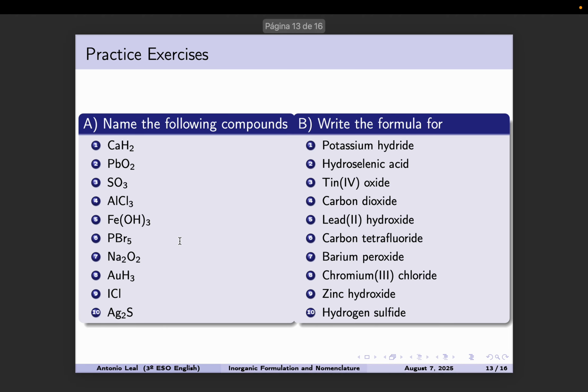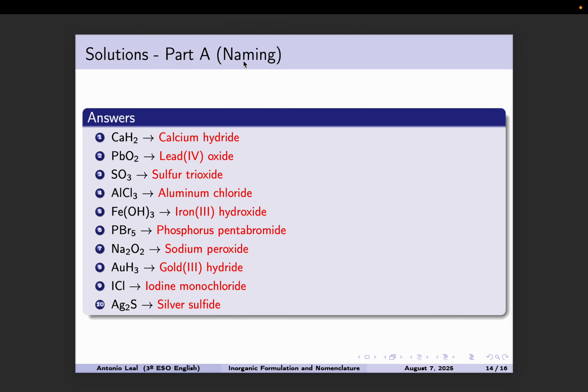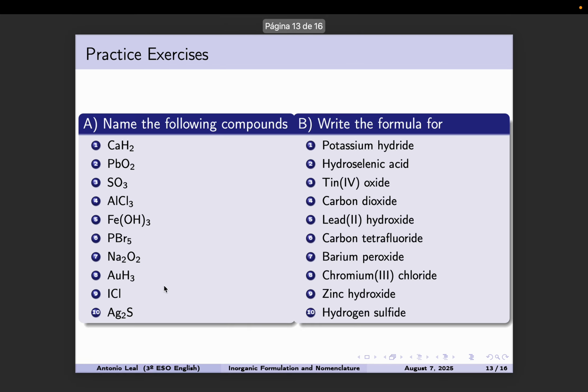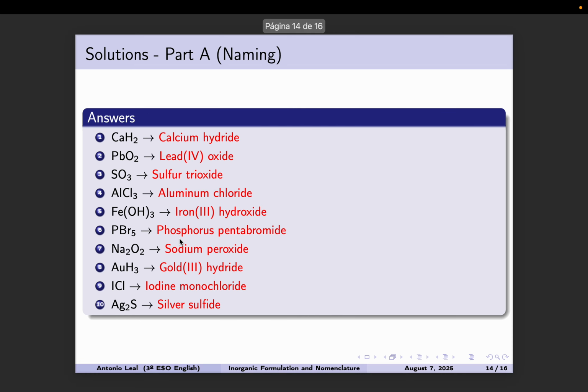Now, you can pause the video if you want, and then copy all these exercises and try to answer them. And in a few seconds, you'll see the answers. So pause the video. So this is the answer for the first part. You can pause the video and take notes.